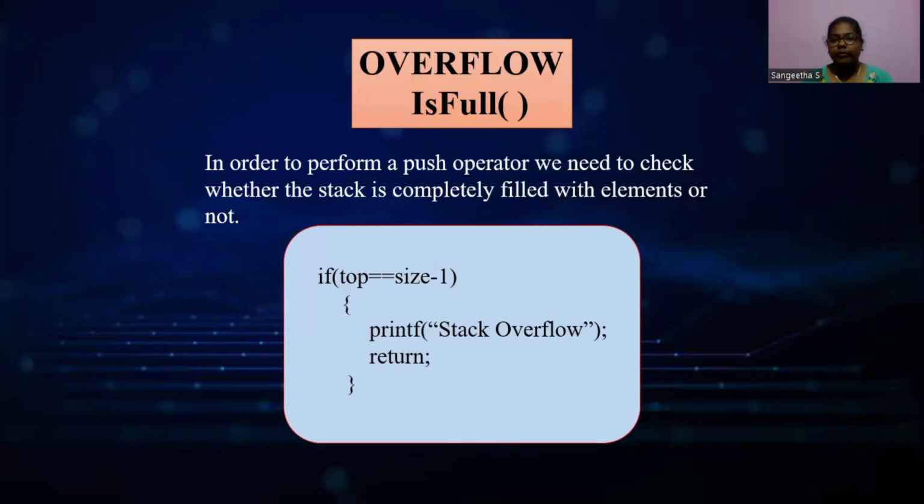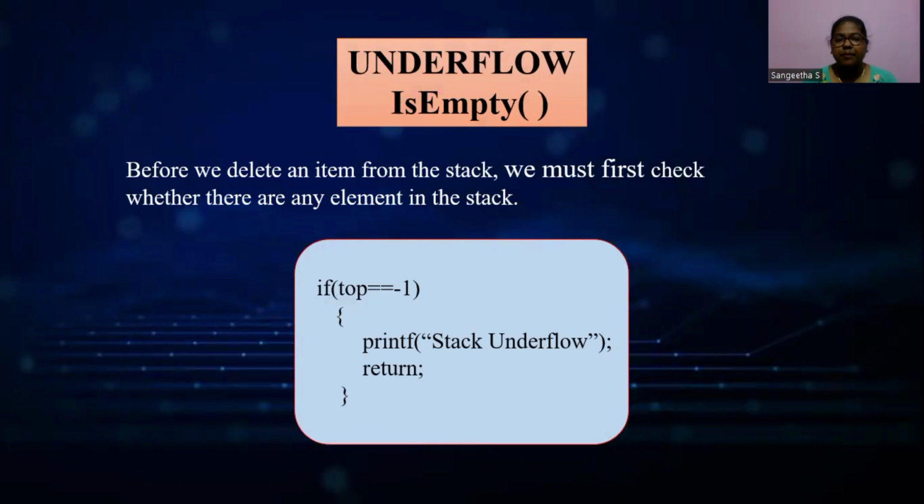We use this overflow is full function when we need to check that the stack is completely filled or not. We'll check this condition when we need to add an item to the stack. Underflow is empty. Before we delete an item from the stack, we must first check whether there are any items in the stack. If top is equal to -1, print stack underflow, return. That means this condition we will check when we need to delete an item from the stack.